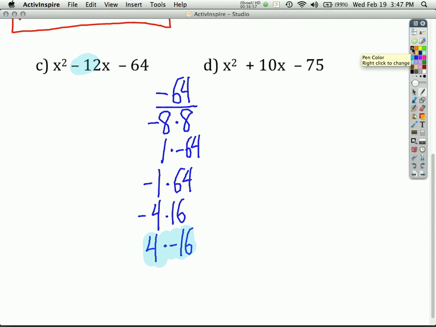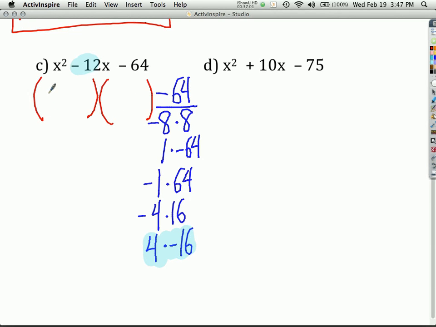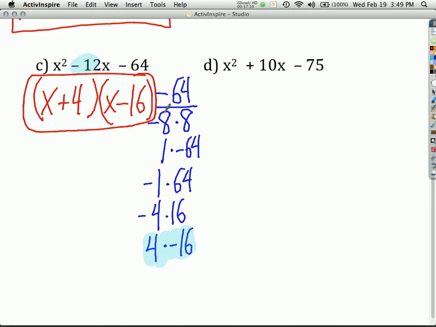So now we are ready to write in factored form. So we've got x, and we've got plus 4 and minus 16. And that is factored form. Any comments, questions, concerns?